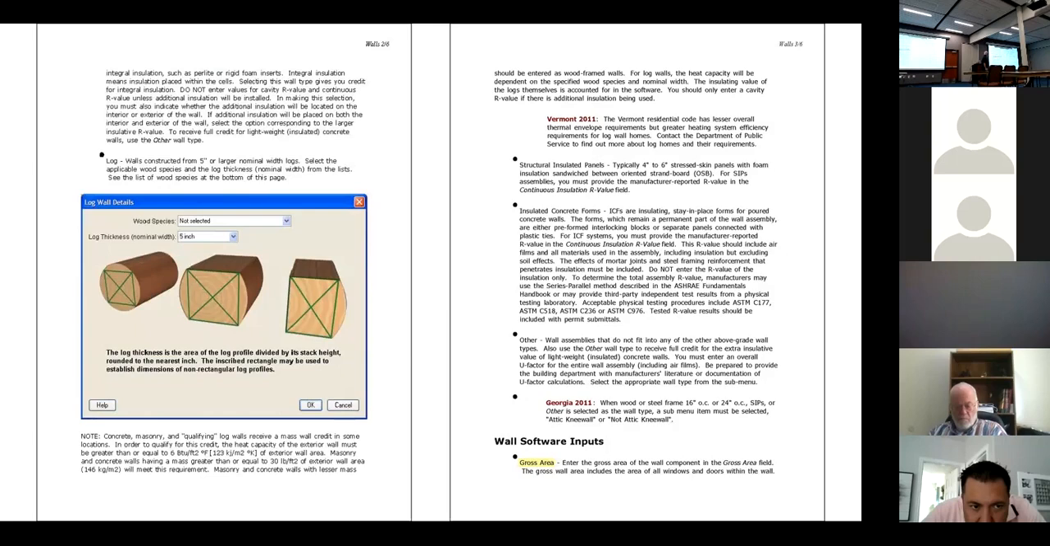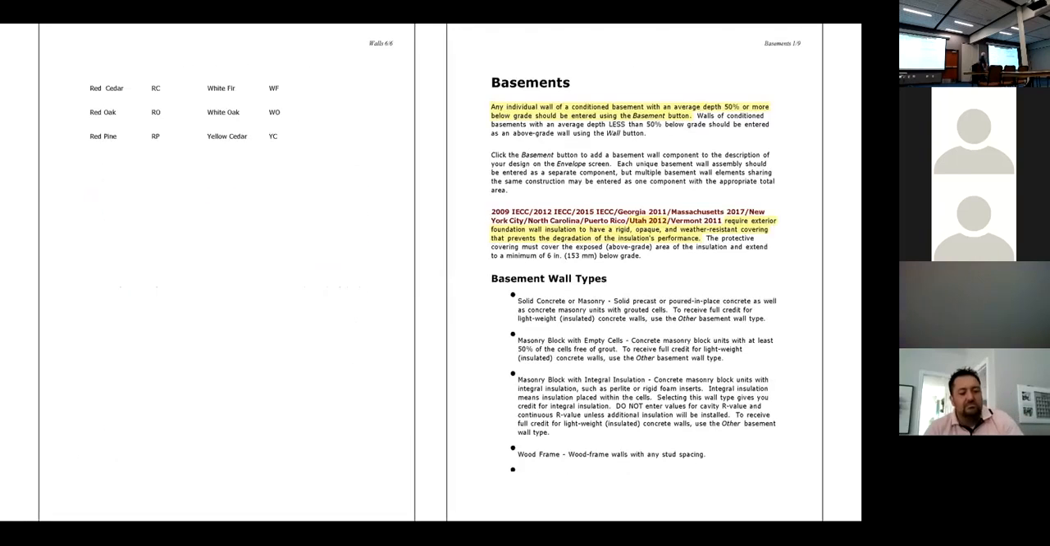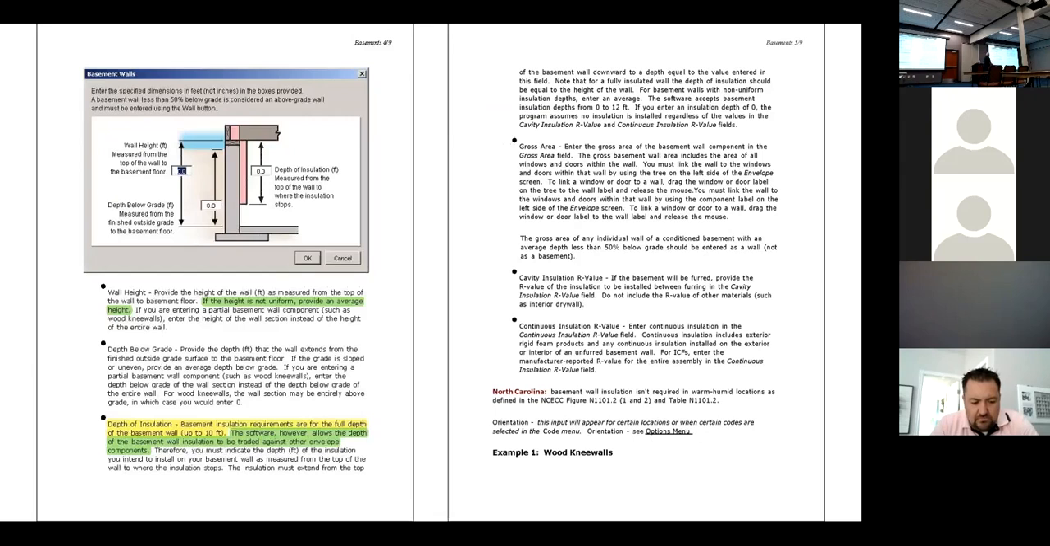How do we determine the size of a log? Talks about cavity, R value, basements, and insulating and wall heights. Here where it talks about how deep are we burying the foundation.